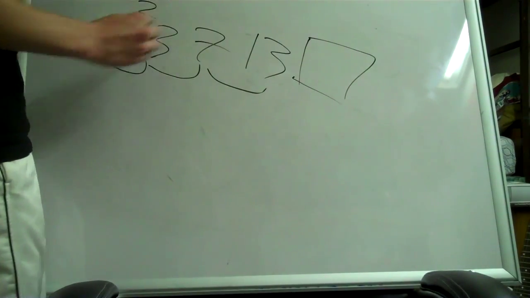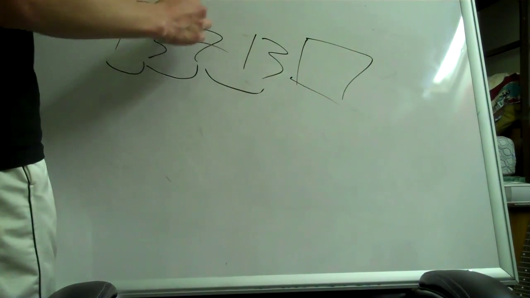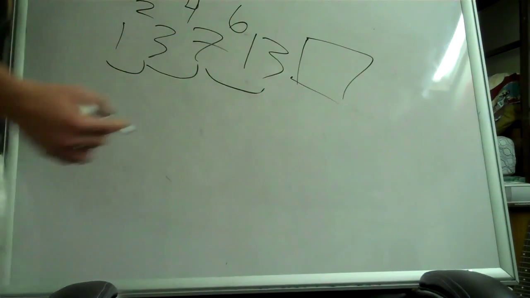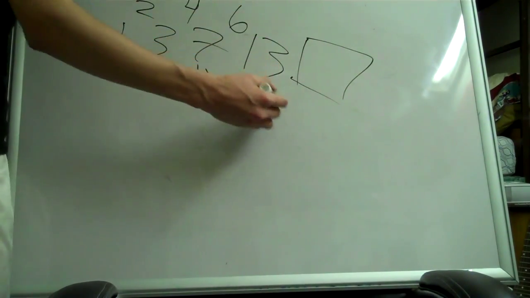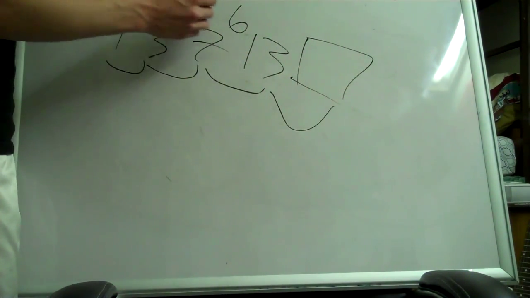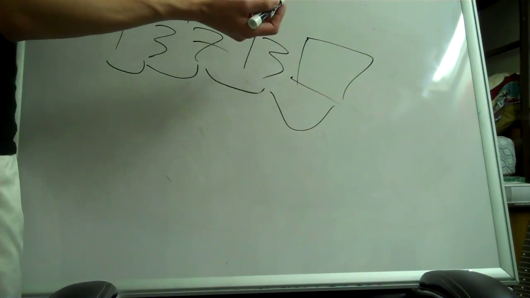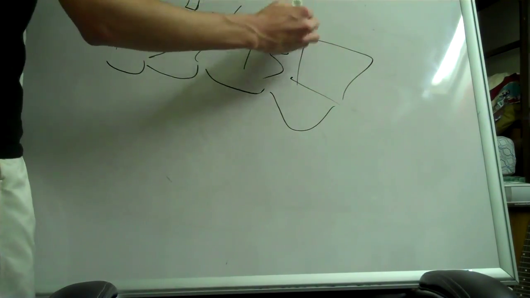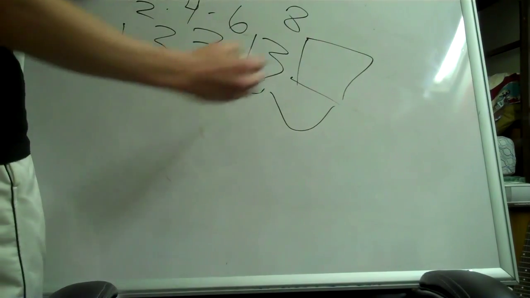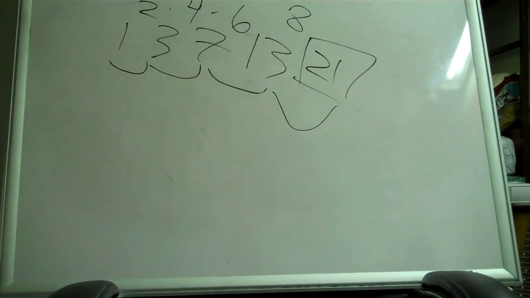So let's see, the difference between these is 2, 4, 6. Now what do you think the difference between these two is going to be? Well, we got 2, 4, 6. That's a pattern. It's going up by 2. So it must be 8. What's 8 plus 13? 21. That was a pretty easy pattern to recognize.